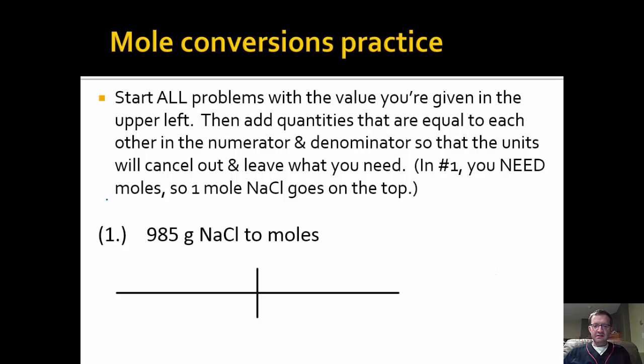But in any case, we start out with the number that we're given here, 985 grams of sodium chloride, and the problem is asking you to convert this to moles. So you want to start with whatever amount you're given, as the instructions say here. Start always with the value you're given in the upper left corner. And I make these little T boxes to organize the numbers and keep the values in the numerator and denominator straight. So I'm going to put 985 grams of sodium chloride in here.